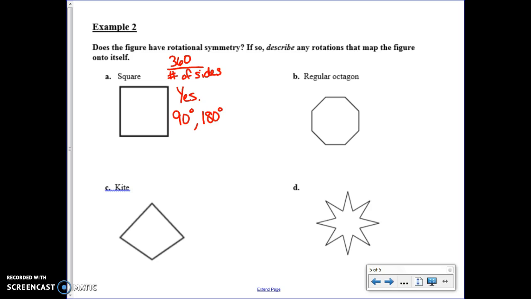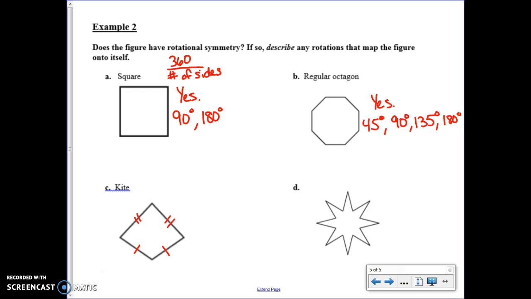A regular octagon. Regular means that we can divide it. So yes, we do 360 divided by 8, that would be 45 degrees. So then we're going to count by 45. So 45, 90, 45 more is 135, 45 more then is 180. And we're finished there.